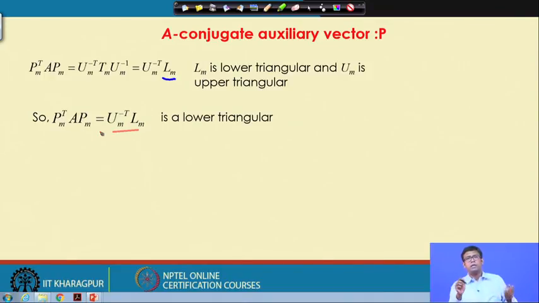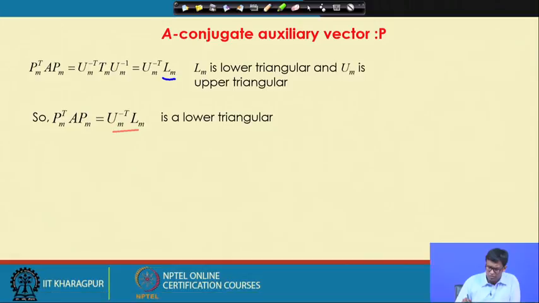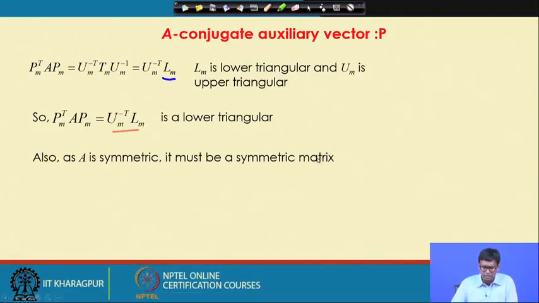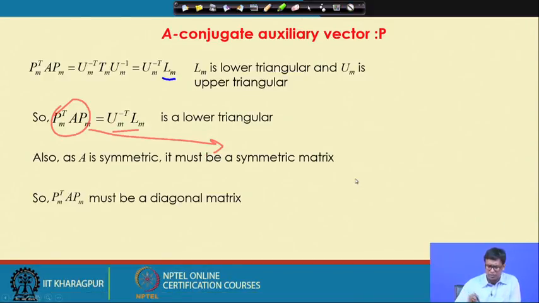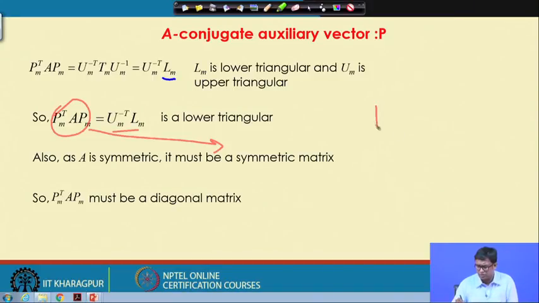Now, we see that A is a symmetric matrix. So if we look at Pm transpose A Pm, this is also a symmetric matrix. A is symmetric, therefore Pm transpose A Pm must be a symmetric matrix. This Pm transpose A Pm, a symmetric matrix, is said to be of lower triangular form.